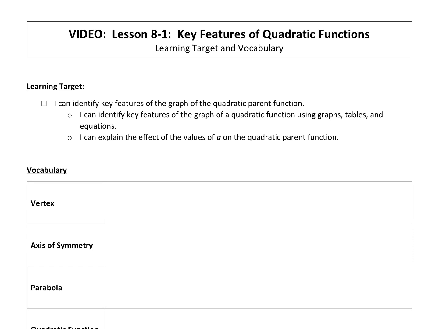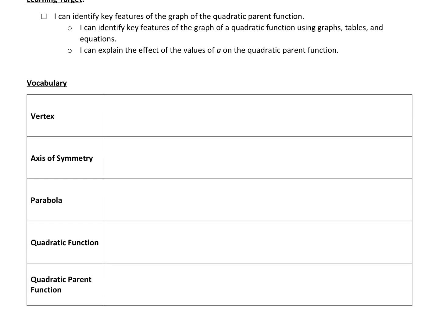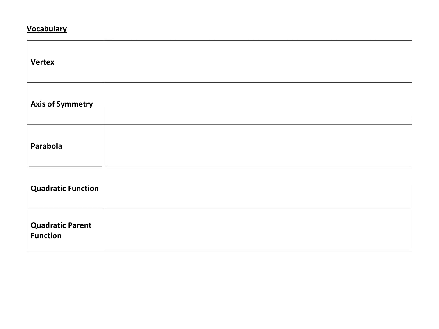All right, so you can see we have some vocab to fill in. I'm actually going to jump around. These are kind of out of order. So we are going to start with what a quadratic function is. So a quadratic function is a function that has a degree of 2, so a second degree function.